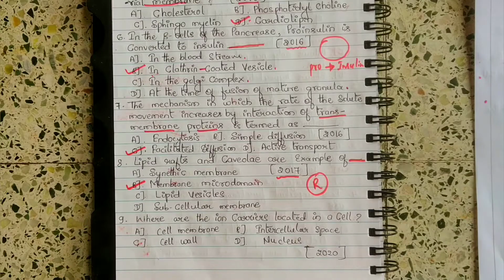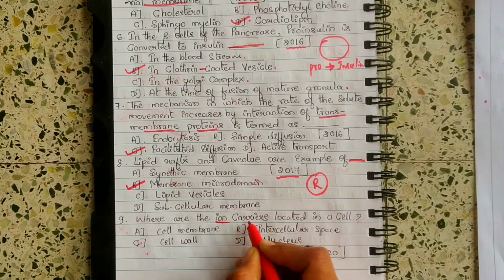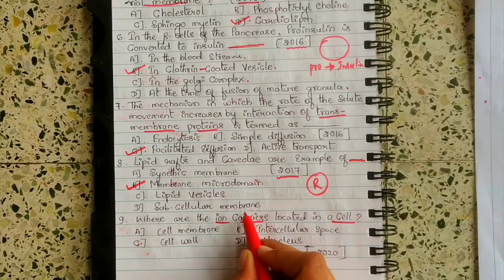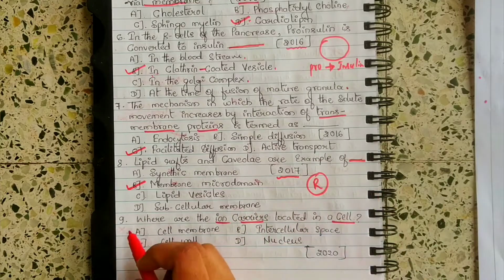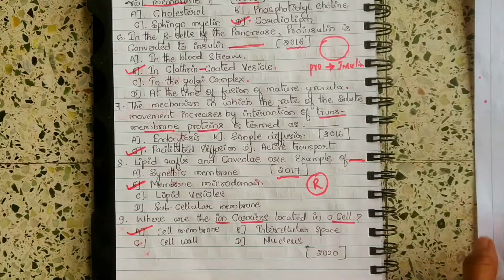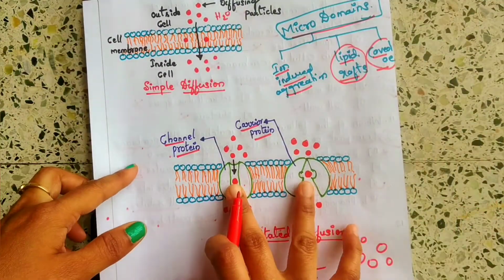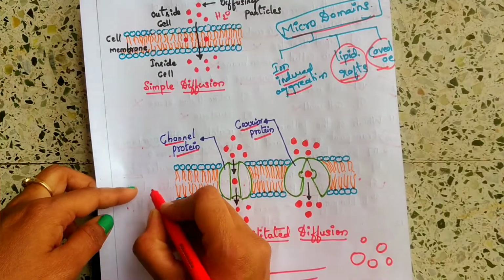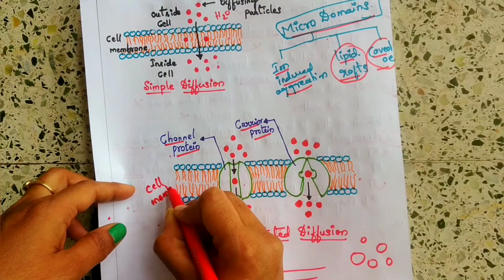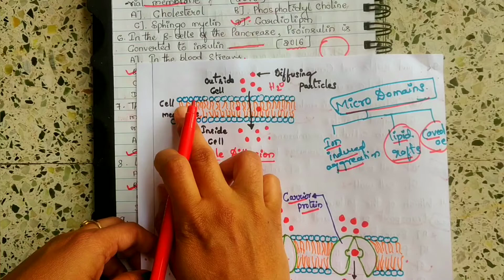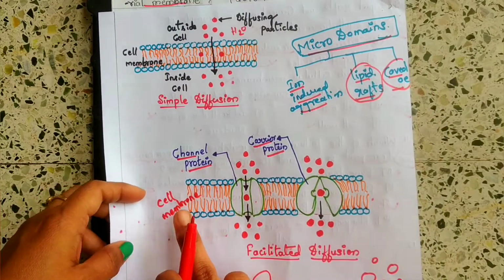Okay, now let us move on to the ninth one here. Where are the ion carriers located in a cell? As I mentioned before, ion carriers will be located in the cell membrane. For example, if you say these are the ion carriers, these ion carriers will be present in the cell membrane.